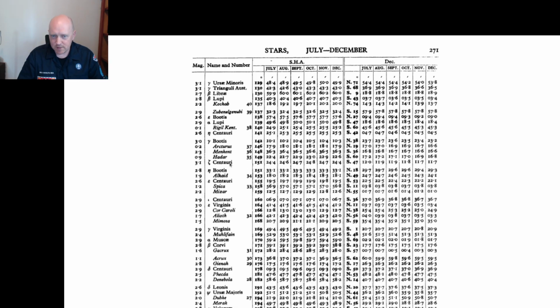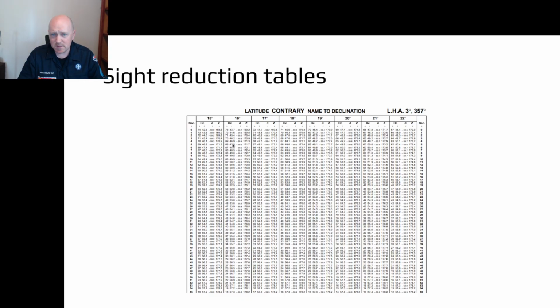Yeah, and again, this just kind of shows you some more detail from that. And then this is the sight reduction tables, which are a little bit more boring. So, a local hour angle is something you'll see. Also, I think a Greenwich hour angle, and that all has to do with how far from the prime meridian your observation is. And again, there's tremendous amounts of material on actually interpreting these.